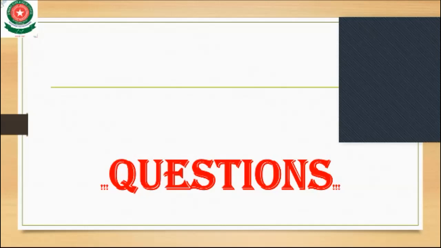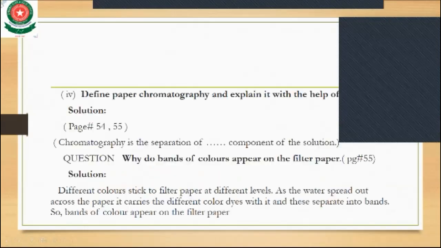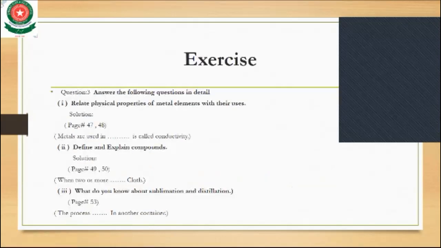See part number 3. In part number 3, page number 53, activity 5.6 is not included. Only the definitions of sublimation and distillation are included. I again repeat that activity 5.6 is not included. And mark it.